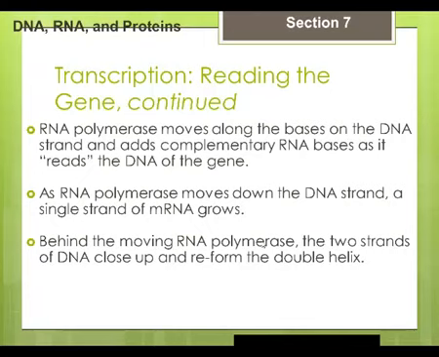So RNA polymerase basically attaches to the DNA. As it attaches to the DNA strand, it slowly adds complementary RNA bases as it reads the DNA, as it reads the genes. As RNA polymerase moves down the strand of DNA, a single strand of mRNA grows off of that RNA polymerase. Behind the moving RNA polymerase, the 2 strands of DNA close up and reform the double helix. So the RNA polymerase does both jobs: opening up the DNA to make copies and change it into mRNA, and closing it back up at the opposite end.